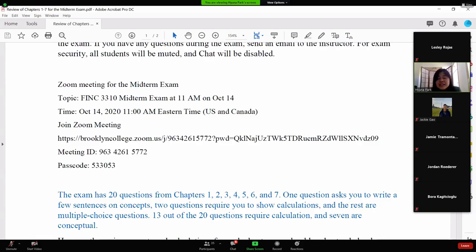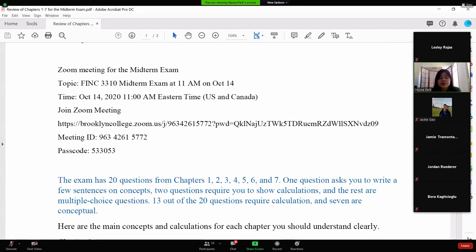So manage your time well. We only have 20 questions, but if you didn't practice well and you spend the exam time studying, you will definitely run out of time. So practice enough. 13 out of those 20 questions require calculation, and 7 are conceptual. You don't need any calculations for those 7 conceptual questions.